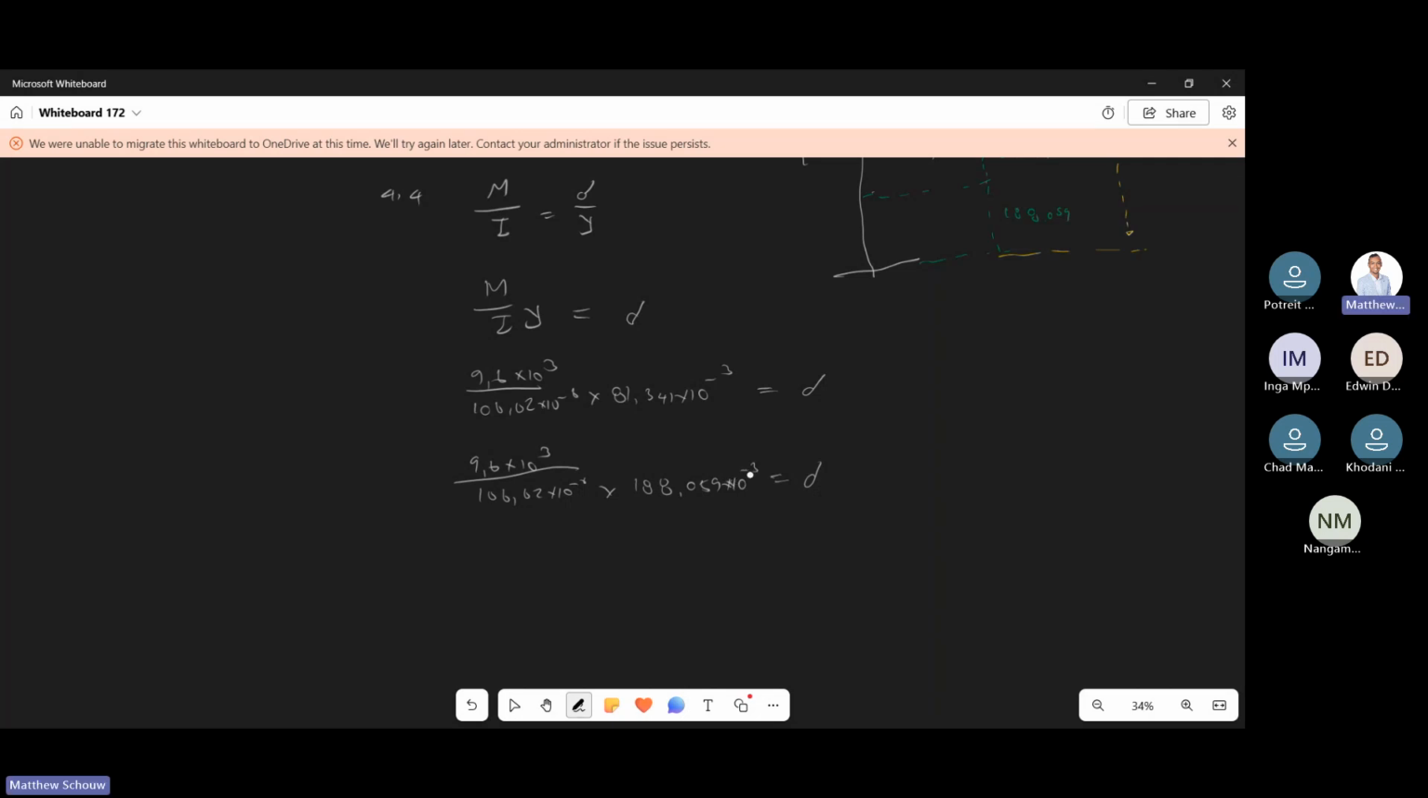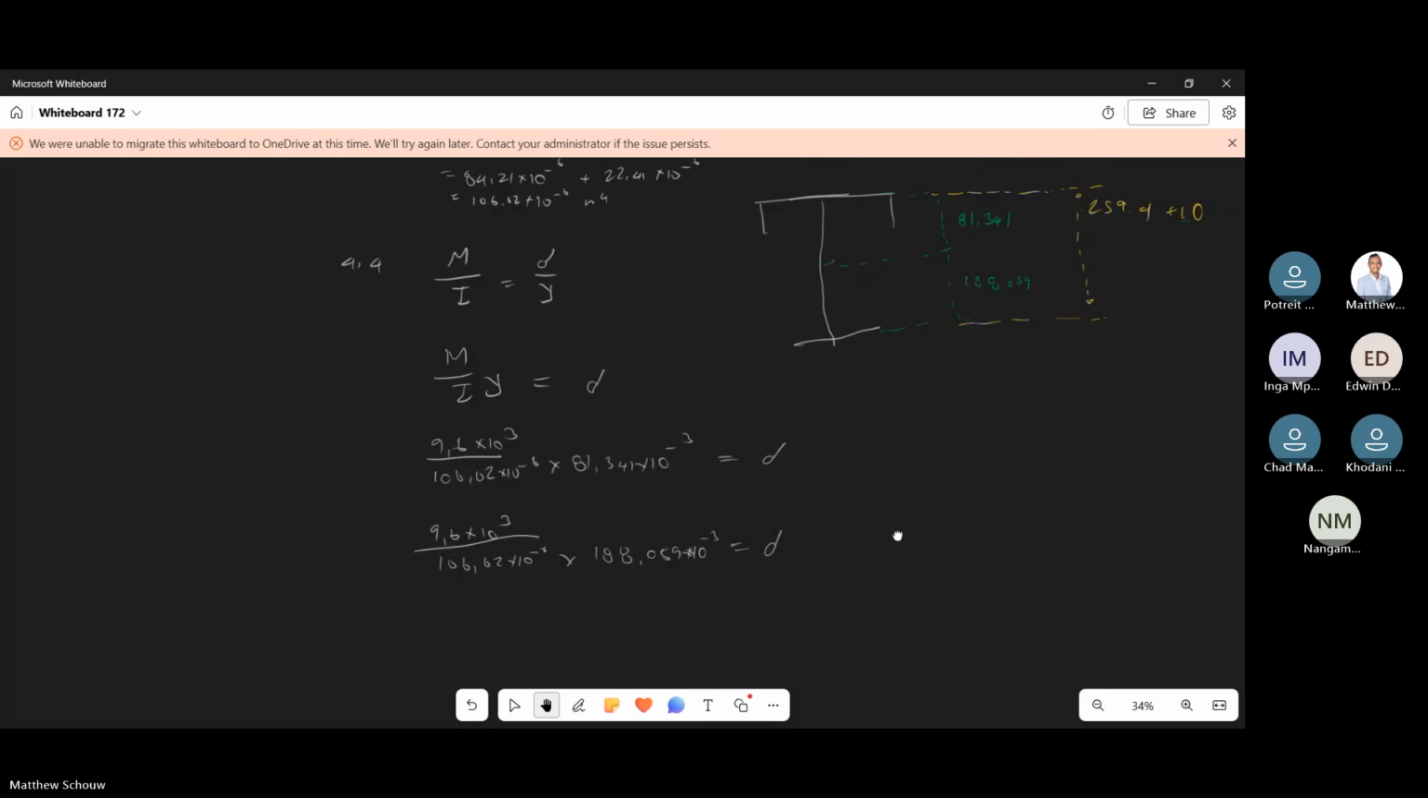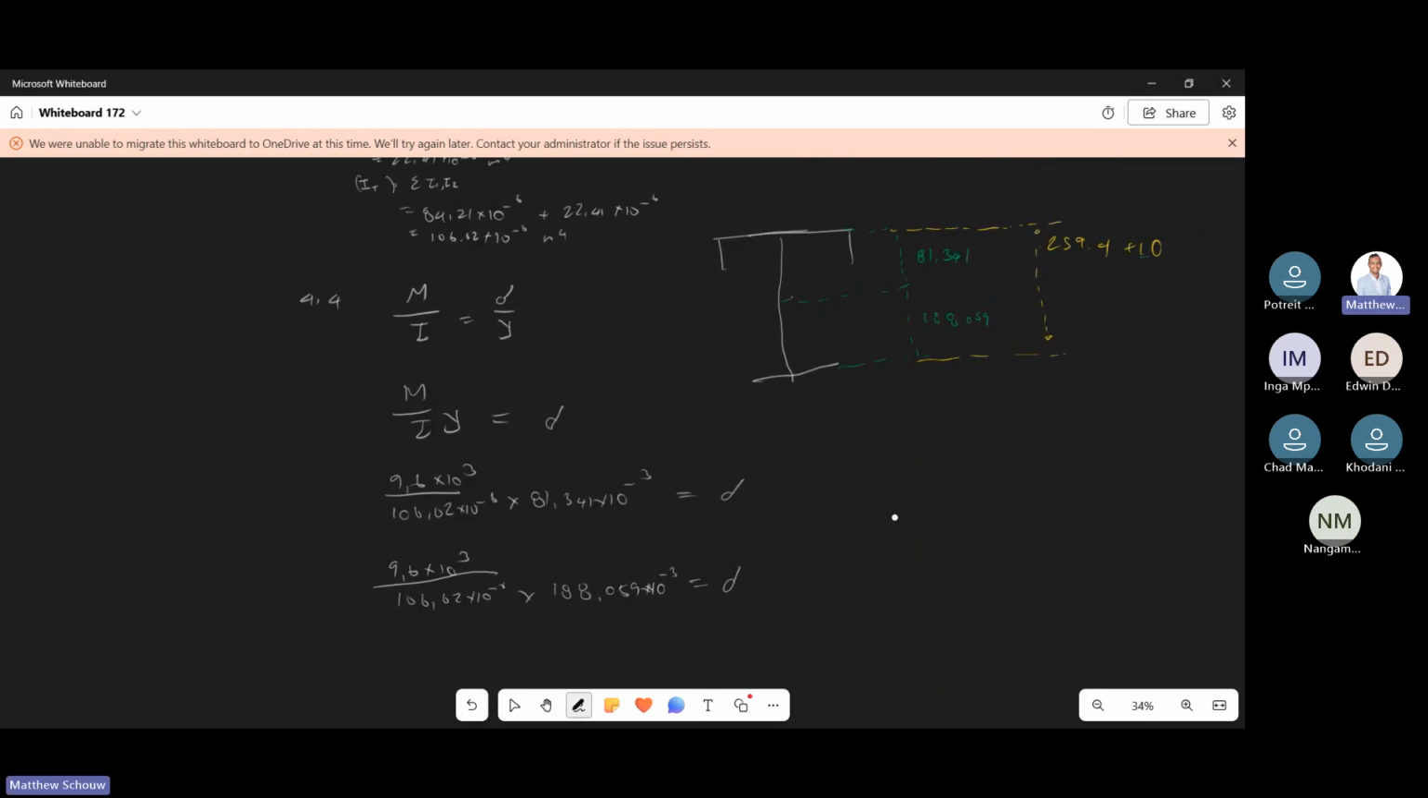Okay, are you guys happy with this? Remember this distribution. On top it should be compression, right? You guys remember this thing? Compressed, tensile at the bottom. You guys with me? Remember that thing? The stresses.